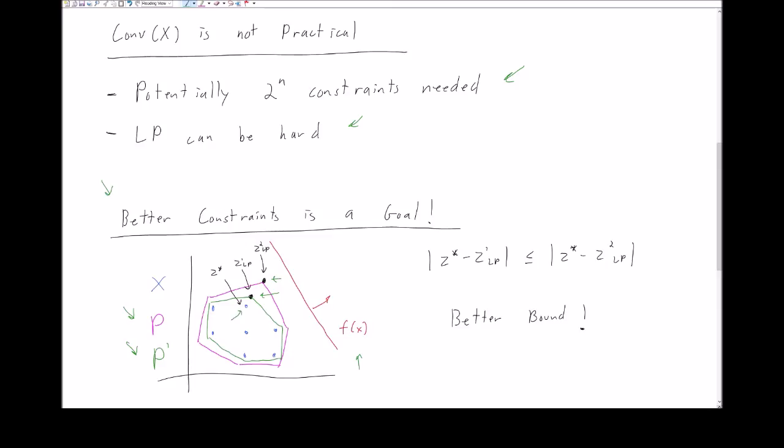We can write this in terms of absolute value. The distance between z star and z1 of LP is smaller than the distance between z star and z2 of LP. In this way, z1 of LP is a better solution. This allows us to write a better bound. By having better constraints, we can write a better bound on our original problem.